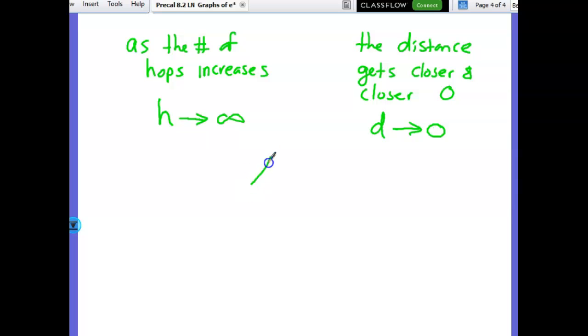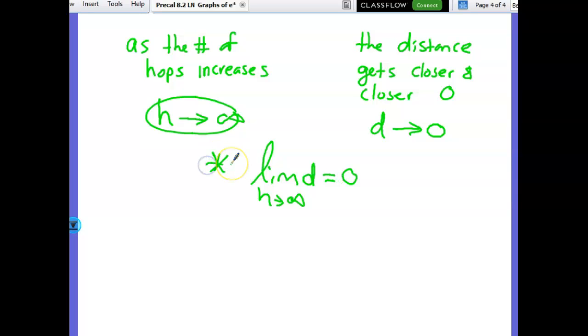Limit notation looks like this. You write the word limit. You take this and you put it underneath. This one goes here. And instead of an arrow, we usually just put an equal sign. But that's what that means. I remember last time, it was really hard for us to grasp that, but I'm trying to help you understand a little bit better here. So as the number of hops increases, the distance gets closer to 0. That's what this is saying here. As the number of hops increases, the distance goes to 0. Okay? So that's limit notation.